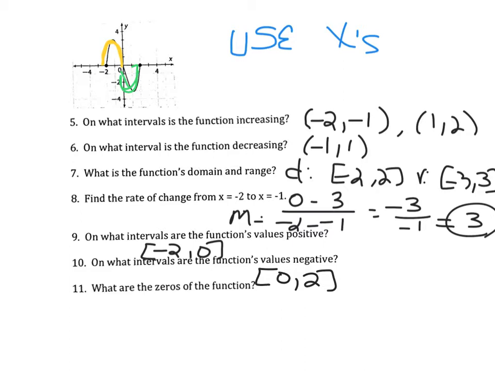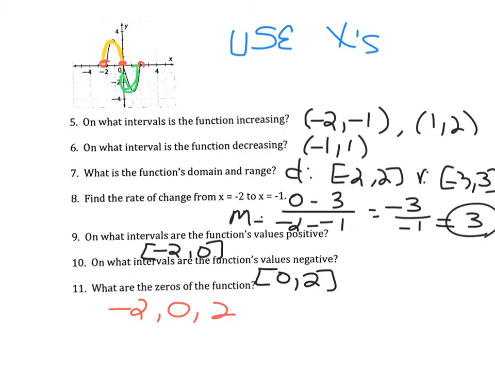Use x's. Last one. Zeros. Positive is above. Negative is below. Zero means where it touches the x-axis. It touches the x-axis in 3 places. One is right there. Just got to name them down here. One's at -2. One's at 0. One's at +2. 3 zeros.